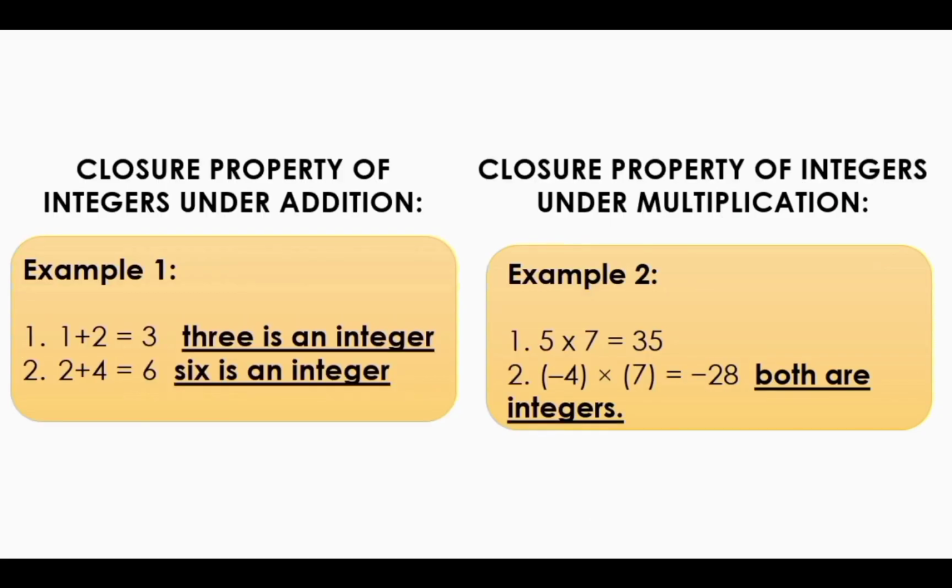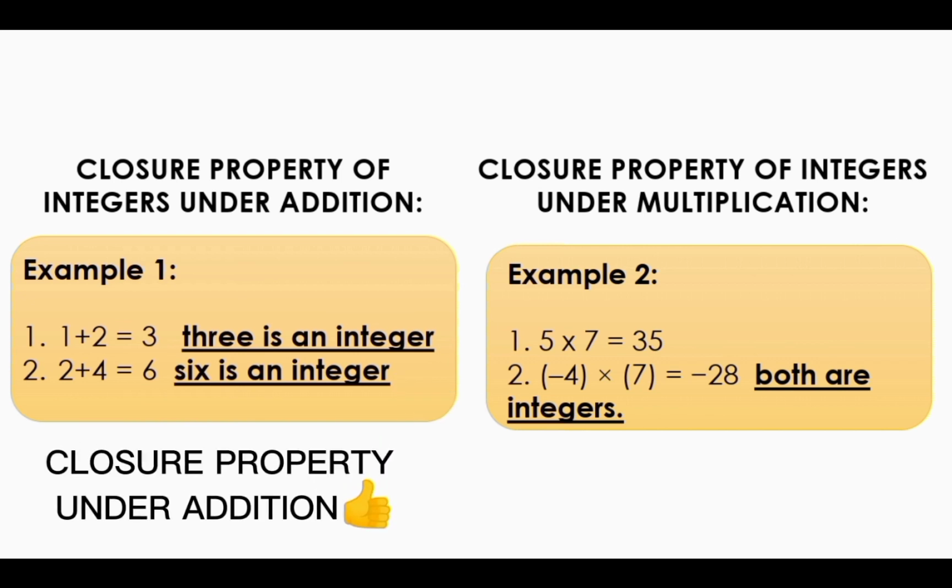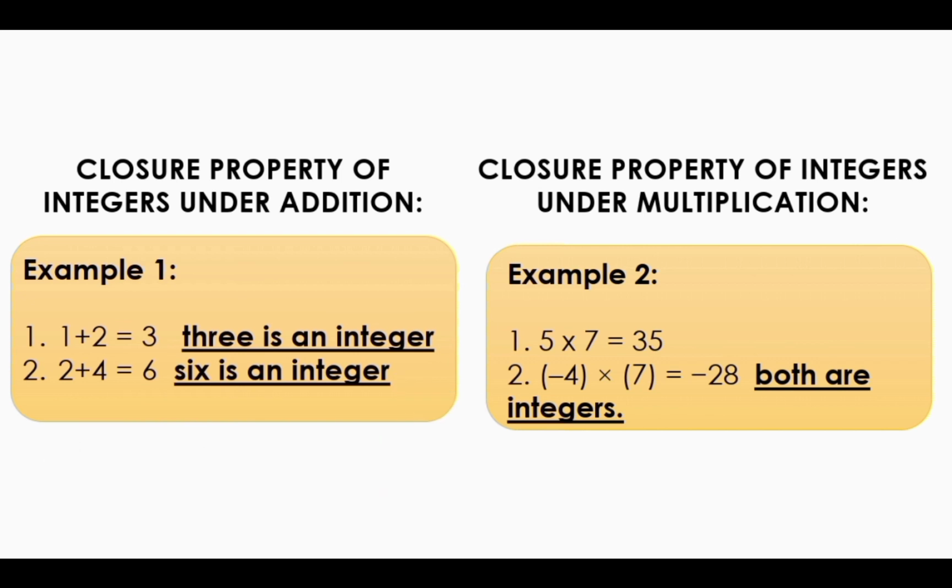Example 1. 1 plus 2 is equal to 3. 3 is an integer. Second, 2 plus 4 is equal to 6. 6 is an integer. So that is what we call closure property under addition.